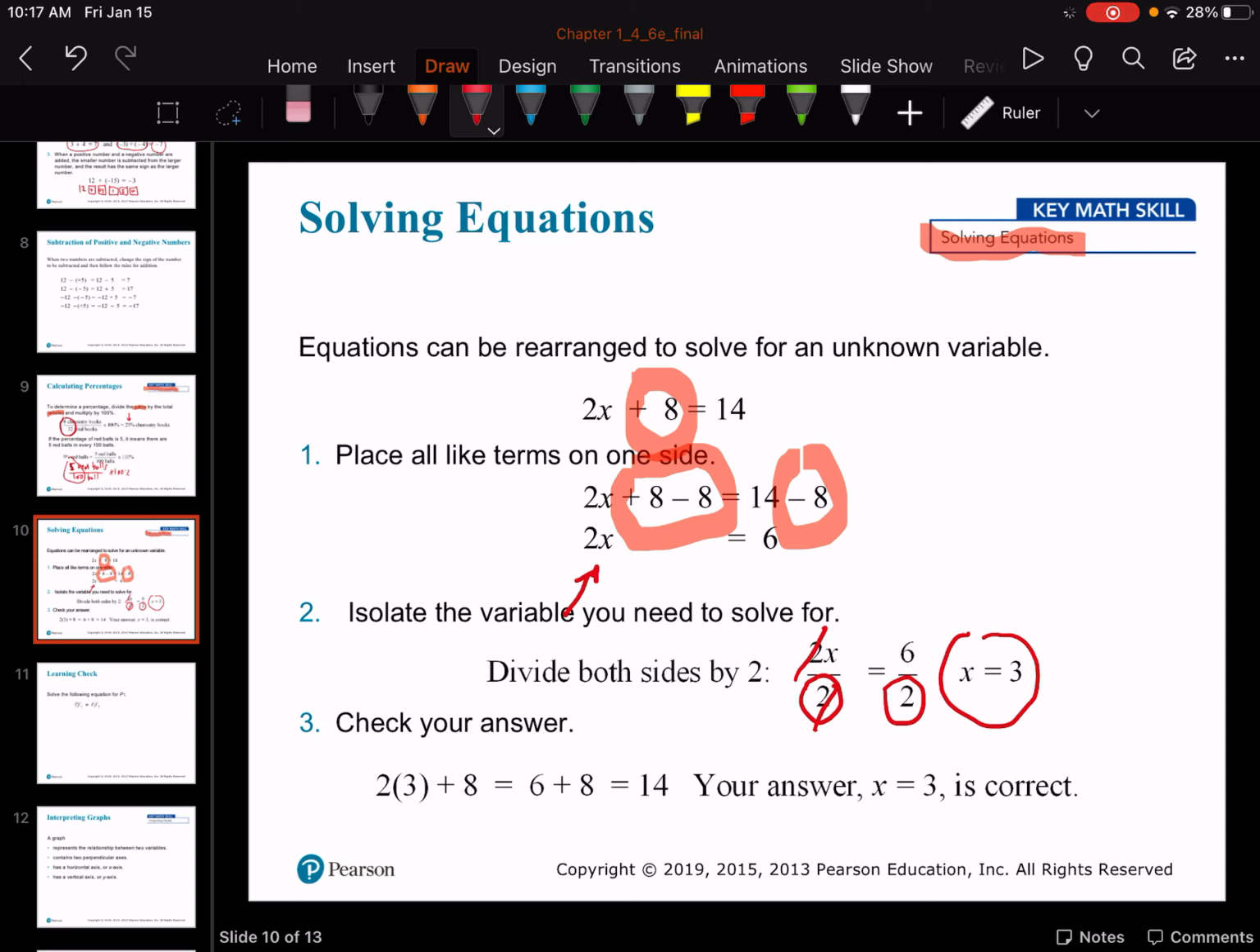If x is equal to 3, let me come back up here. It's down here at the bottom of the page, but let's do it up here too. 2, and here's my x is 3. Plus 8 is equal to 2 times 3 is 6 plus 8 is equal to 14. And yes, okay, sure enough, 14 is 14. All right, so solving equations.